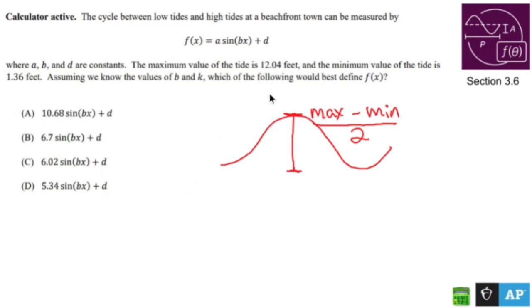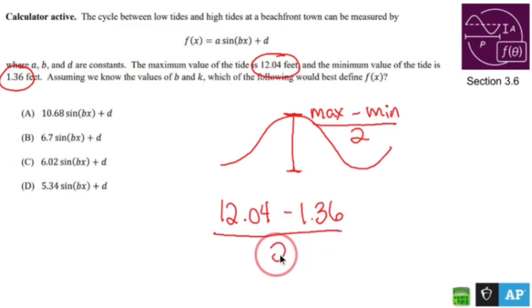that I stole from the internet. Now the maximum value is 12.04. The minimum value is 1.36. Take that, divide that all by 2, which is probably why they want a calculator, but I'm just going to use good old Siri. What's 12.04 minus 1.36? The answer is 10.68. So you got 10.68.